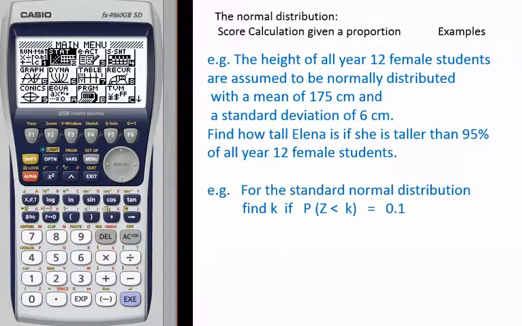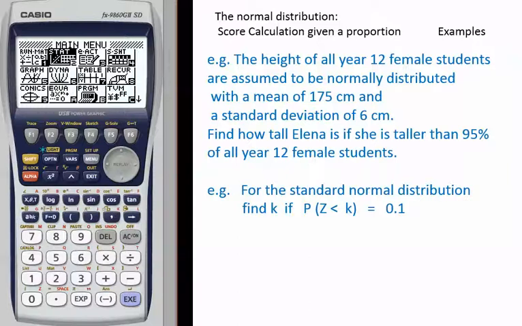Here's the first one. The height of all Year 12 female students are assumed to be normally distributed with a mean of 175 centimetres and a standard deviation of 6 centimetres. We need to find out how tall Alina is if she's taller than 95% of all Year 12 female students.